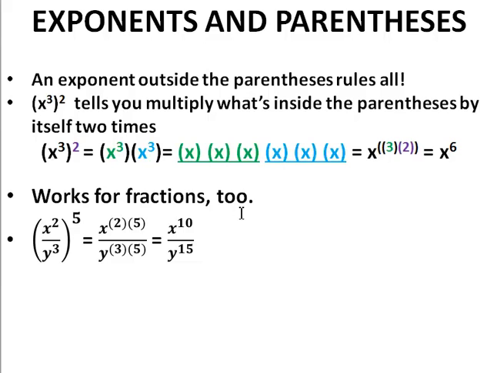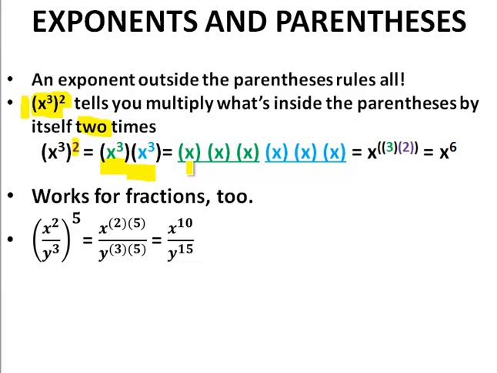So, an exponent that's outside of the parentheses has ultimate power. It rules everything. If I have x to the third inside the parentheses, and then to the second power outside of the parentheses, that's a set of instructions that tells me to multiply what's inside the parentheses by itself 2 times. So x to the third to the second power is x to the third times x to the third. There's 2, there's 2.